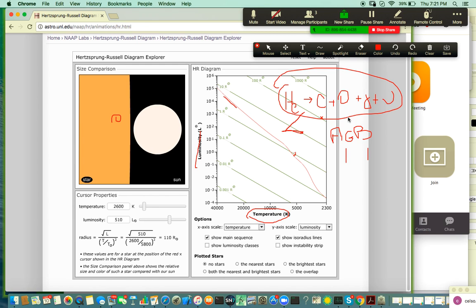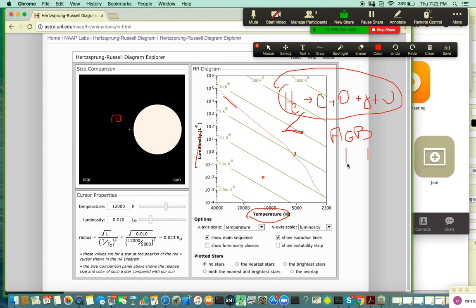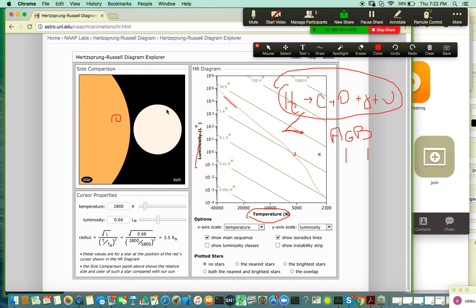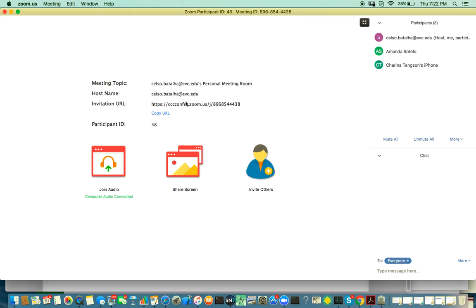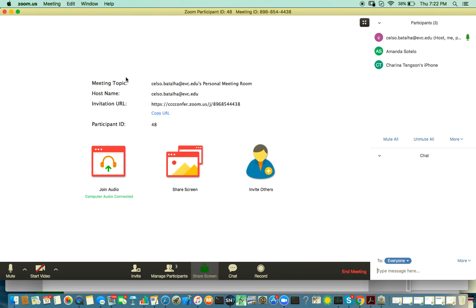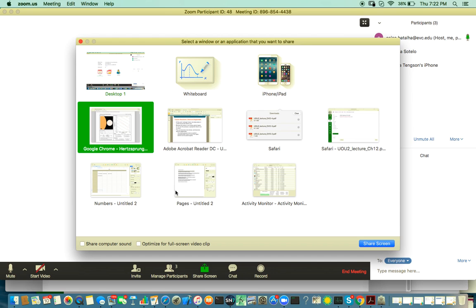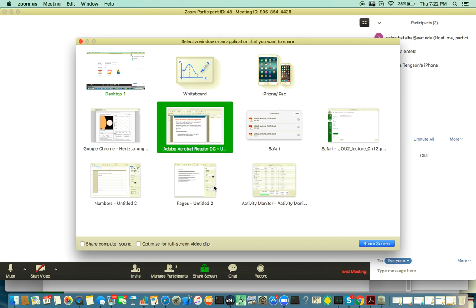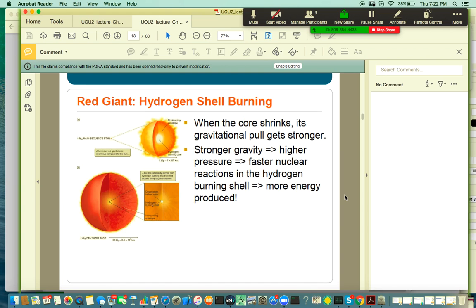So the way this low mass star ends its life is by expelling its shells in periodical events, and the star is then labeled as a planetary nebula. Planetary nebula. So let's go back to the PowerPoint. And that's what I was showing here.